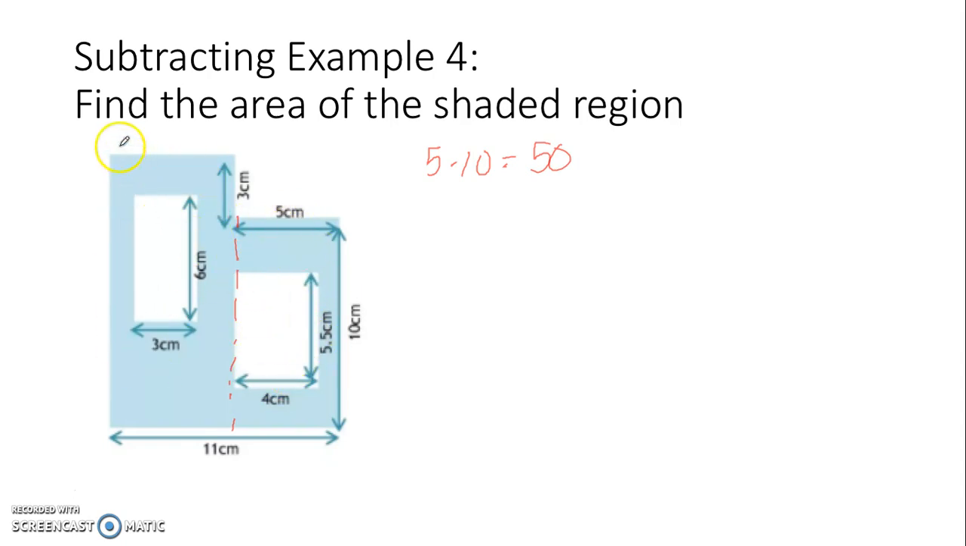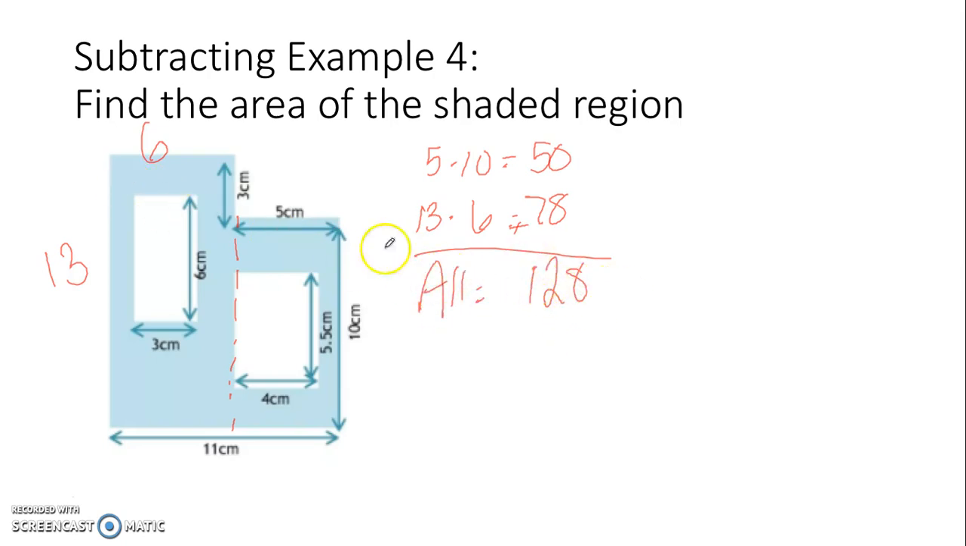Now we're going to find this part. To find this height, we add 3 plus 10, which is 13. To find this one, we do 11 minus 5, which is 6. So we're going to do 13 times 6, which is 78. Now to find the entire shape, we add them together: 50 plus 78 is 128. That's all of the area.